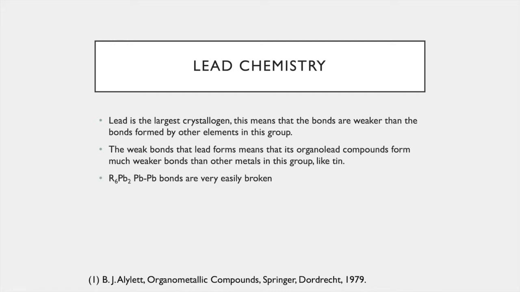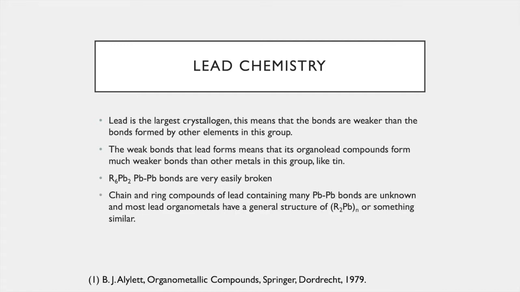R6Pb2 is one of the only organolead compounds where there's actually two lead atoms bonded together. It's obviously because the Pb bonds are very easily broken. So chain and ring compounds that are just made of lead, that have lots of Pb bonds, are just unknown.